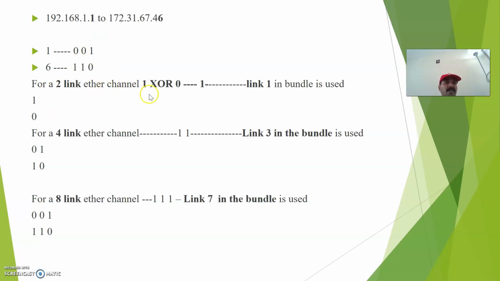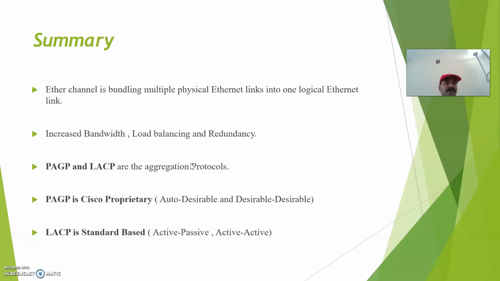For a two-link EtherChannel, we do an XOR of 1 and 0. So 1 and 0 is 1. So link 1 in the bundle is used. For a 4-link EtherChannel, we do an XOR operation of 0,1 and 1,0. So 0,1 is 1, 1,0 is 1. So link 3, 2 power 0 and 2 power 1, that is link 3 in the bundle is used. Similarly, for an 8-link EtherChannel, we do an XOR operation of these 3 bits. So 0,1 is 1, 1,0 is 1, and again 1,0 is 1. So link 7 in the bundle is used. In this way we can perform load balancing across the ports.